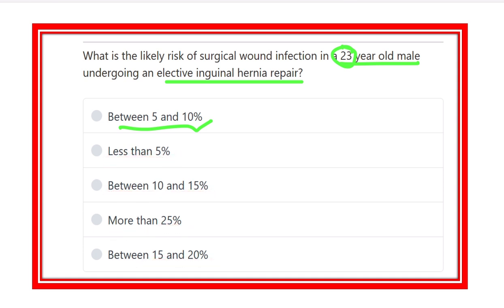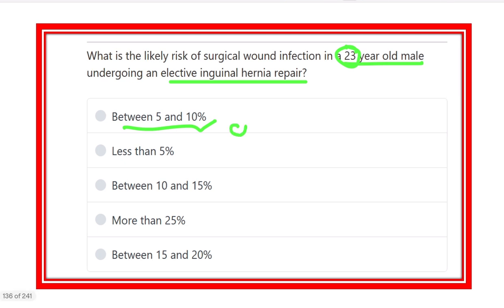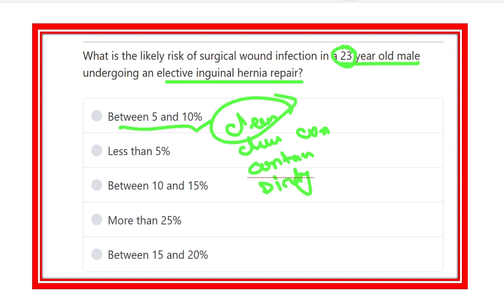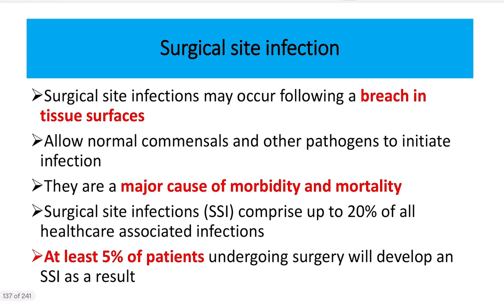between 15 to 20%. We know there are different types of wound, including clean, contaminated, and dirty wound. And here we can see this is an elective inguinal hernia, which is a clean wound. So in case of a clean wound, the infection rate is very, very low. There is a very low rate of infection.